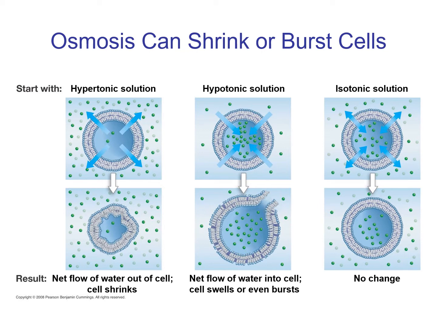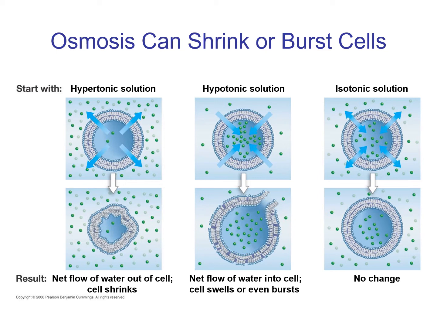That means there's more solute or less water outside the cell compared to inside. Water will leave and the cell will shrink. If we do the opposite thing and we put a cell into a hypotonic solution, that means there's more water outside because there's less solute outside. Water will move in and the cell may rupture. Now that's of course if the cell doesn't do anything.